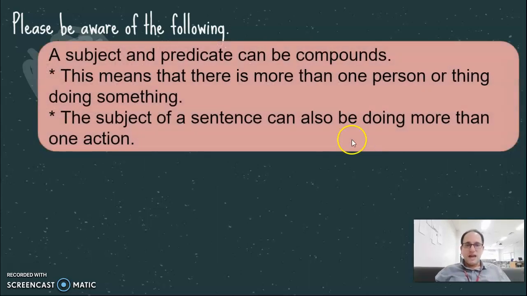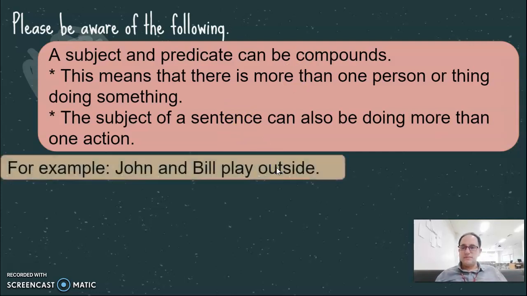So a subject and a predicate can be compounds. Compound means more than one. So one subject can actually consist of more than one component. Remember this week we learned about components. The components are different parts of a whole. So a subject can be a compound and a predicate can also be a compound. Okay, so this means that there is more than one person or thing doing something. The subject of a sentence can also be doing more than one action.